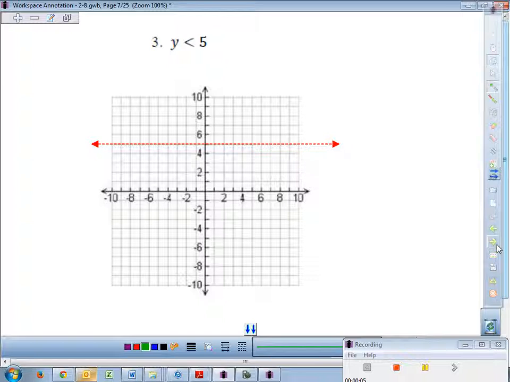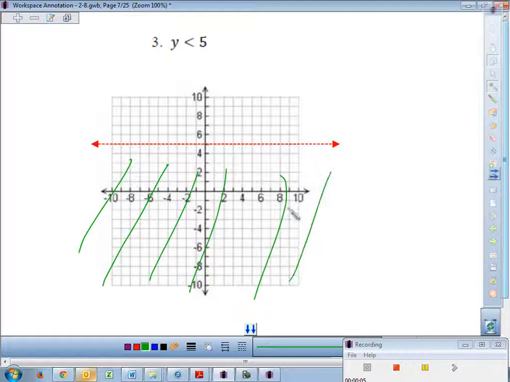And then less than, above or below. Below. Don't waste a lot of pencil on that situation. Just make sure I can kind of see it.